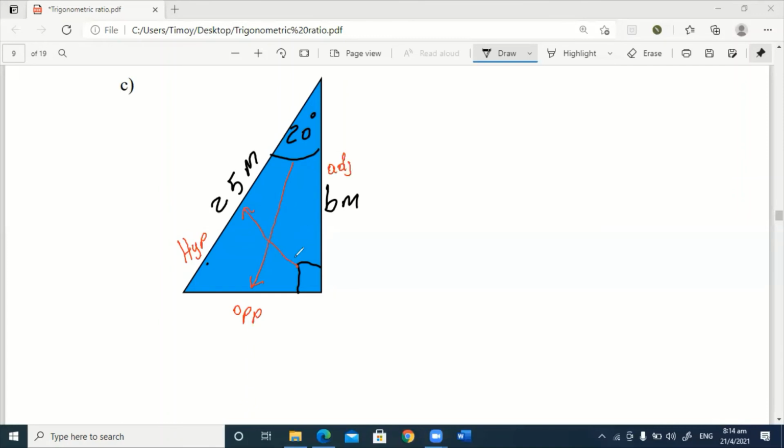Now, based on the information that we have, we don't have any information for the opposite side. We have information for the adjacent side, the hypotenuse, and an angle. So the most suitable ratio here is going to be the cosine of an angle. So by definition, cos theta is equal to the adjacent length divided by the hypotenuse length, right? Now we can substitute. What is theta in this case? That's just going to be 20. So it's going to be cos of 20 degrees is equal to the adjacent length. What's that? That's just going to be B in this case. It's going to be B divided by the hypotenuse length, which is 25 in this case.